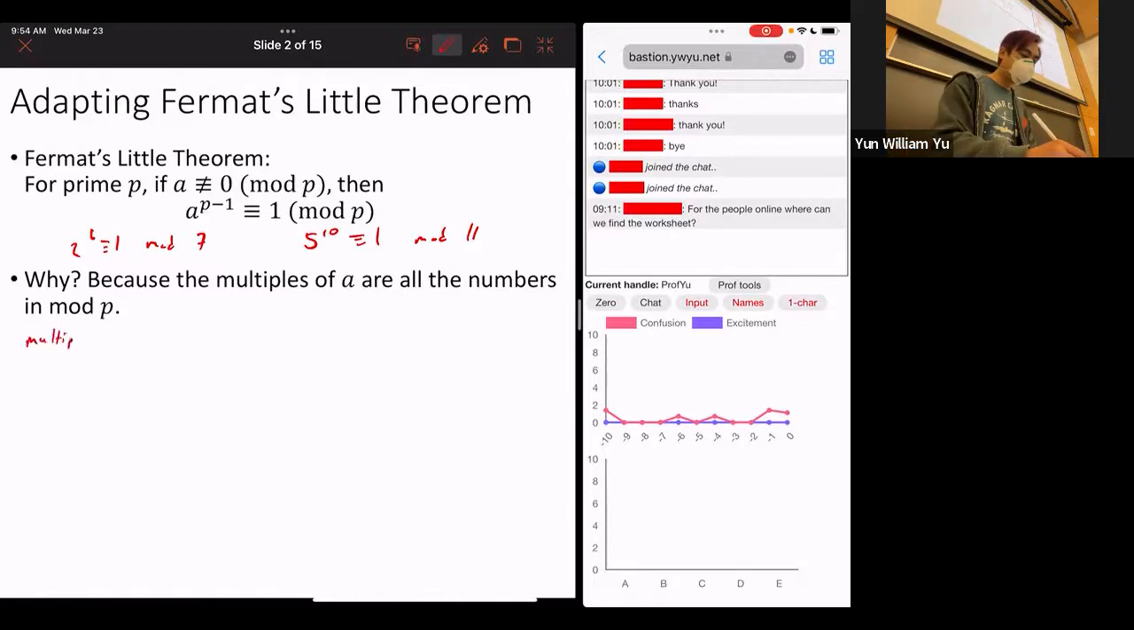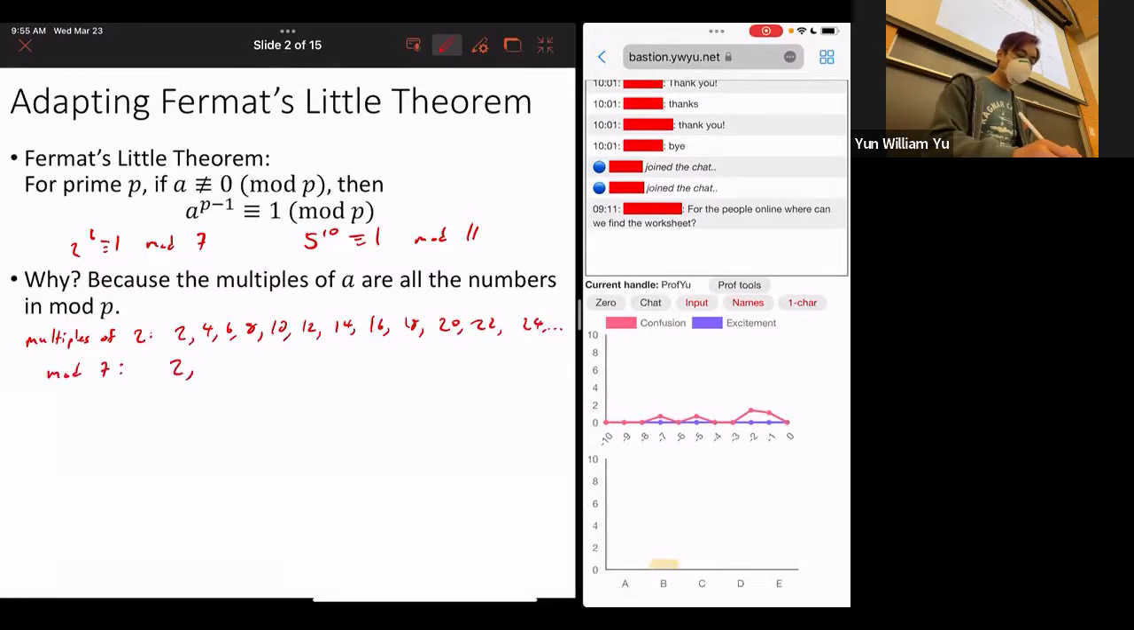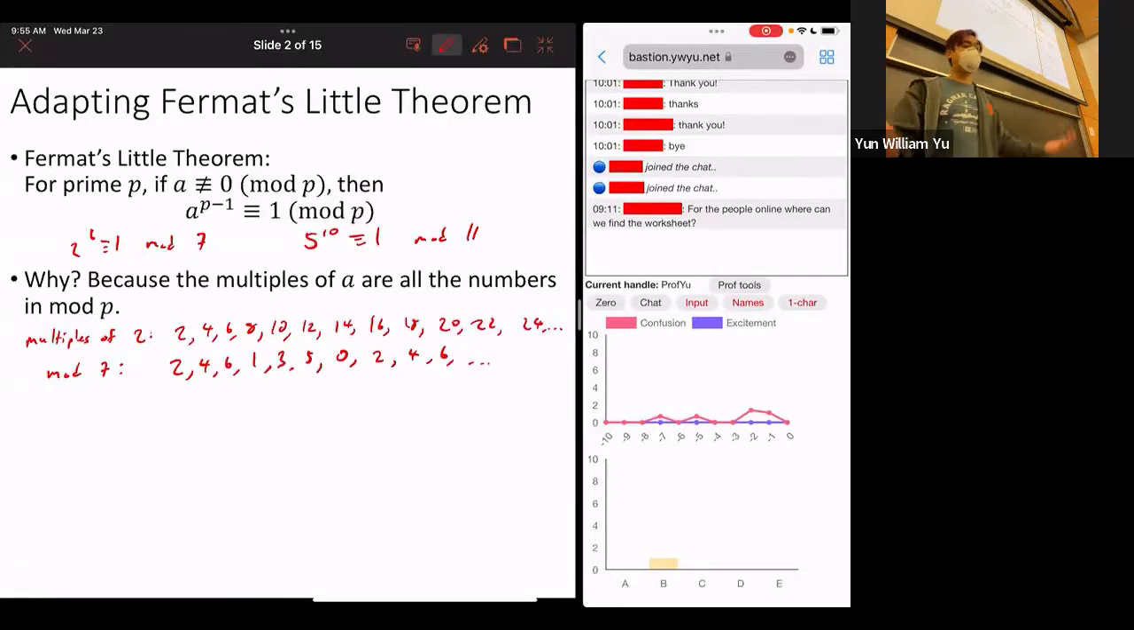So for example, the multiples of 2 normally are 2, 4, 6, 8, 10, 12, 14, 16, 18, 20, 22, 24, and so on, right? And if you do it in mod 7, what you get is 2, 4, 6, 1, 3, 5, 0, 2, 4, 6, and then 1 again. But so on. And so you notice that this was the bean tossing exercise that we did. Whenever A and P are relatively prime, which they are if you're in the prime modulus, then you get all the numbers. You get every single person around the circle.